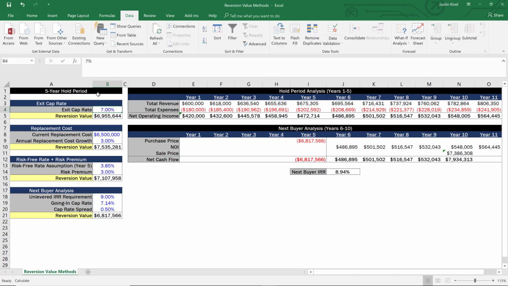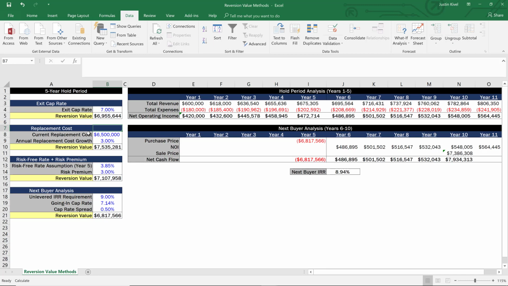Now, this is, again, by far and away the most common way to determine an exit value in commercial real estate. But there are a few more ways that are sometimes used to benchmark your exit projections. So the next one is replacement cost. And people generally won't use this outright. They'll use an exit cap rate analysis and potentially a next buyer analysis, but this can be used as some sort of a litmus test.